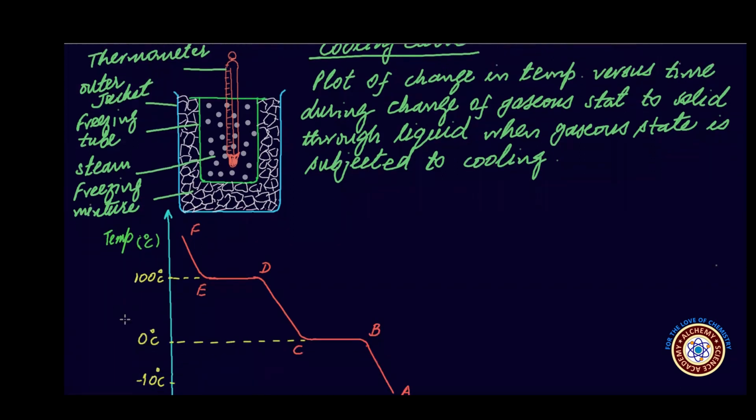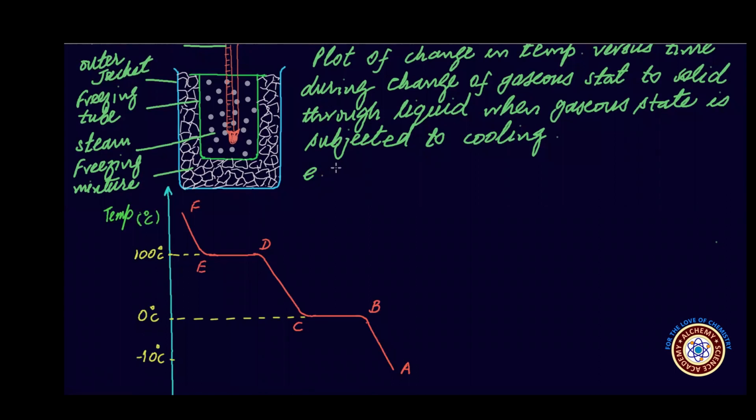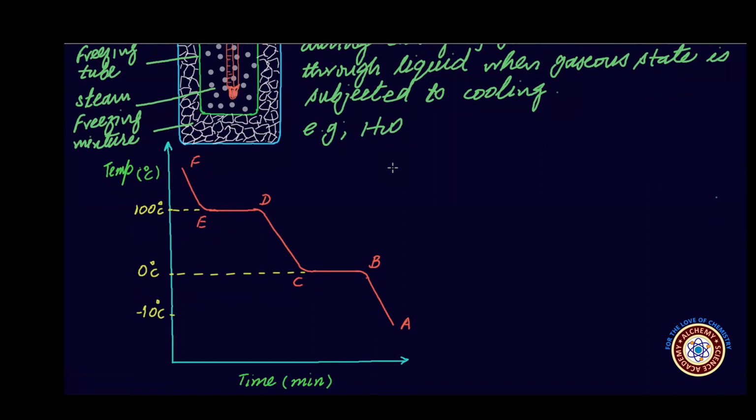Now let us see water as an example, or the cooling curve for water. Say for example we have steam at a temperature beyond 100 degrees Celsius, above the boiling point of water, and we start cooling it.